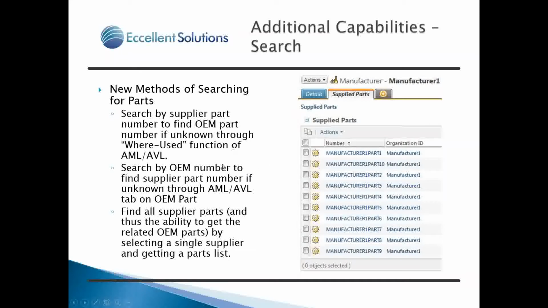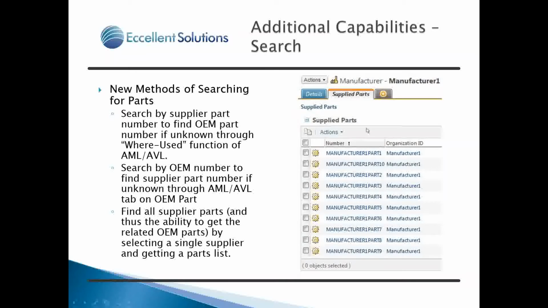Whether you know one or the other part, there's a very useful way to take that information and use the AML-AVL function to find your OEM part as well. If you know the supplier part number, you can use the where used function on the supplier part, and it will show you the OEM part that's associated to it through its AML or AVL. Similarly, if you know your part number and you're looking for the supplier part information, you can just use the AML AVL tab on your OEM part details page.